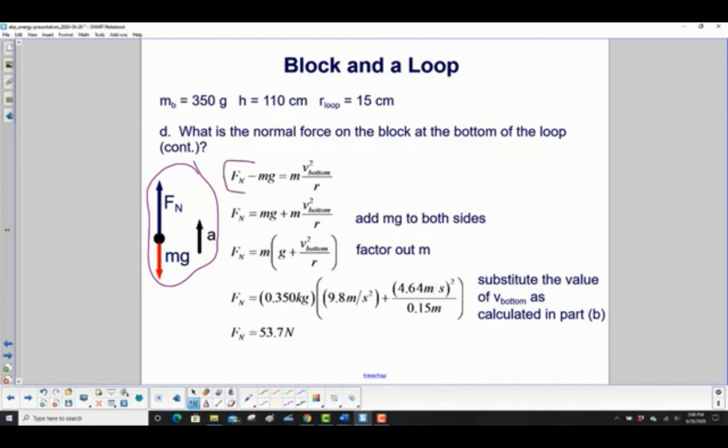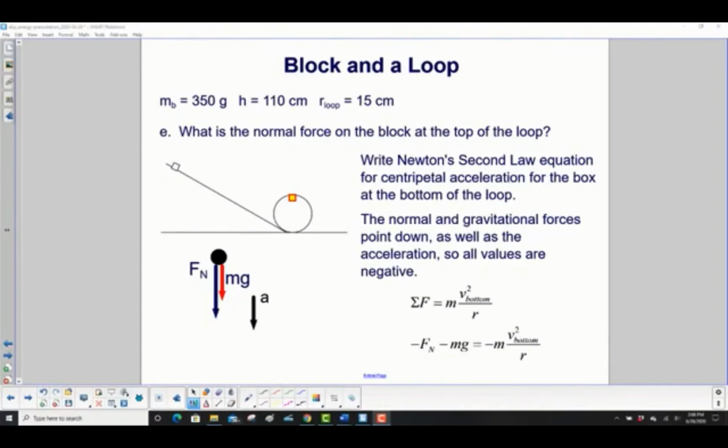So we have our normal minus mg is m v squared over r, where v is v bottom. We add mg to both sides. That's this step here. And once again, let's factor m out so we can do less multiplication at the end. And we have m times g plus v squared over r. We're given m. Here's one of our constants, g, 9.8 meters per second squared. Here's the velocity that we calculated earlier in part B. And here's the radius. So now we actually use the radius of the loop, not the diameter. We don't have to double it here. And we get a normal force of 53.7 newtons.